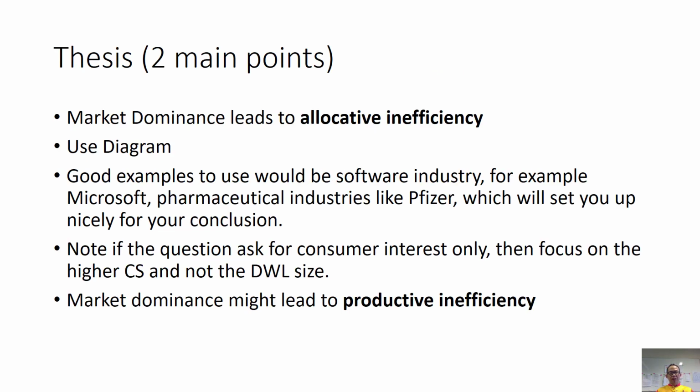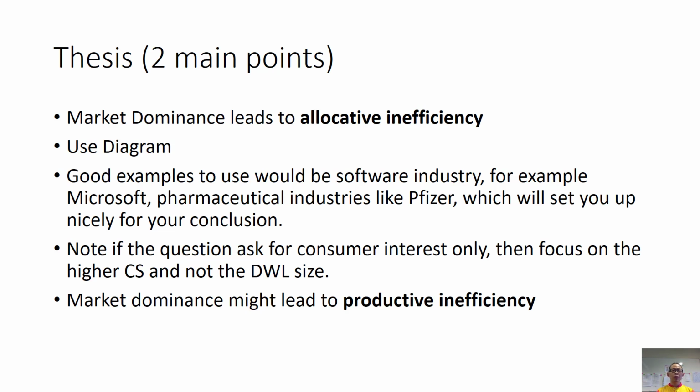For the thesis, there are two main points. I will recommend every student to always start with the concept of allocative efficiency. So your first point for your thesis should be that market dominance leads to allocative inefficiency. That is why the government intervention would be required. This is a good choice because this is the one where you can use a diagram to show precisely how the monopoly, the firm that is dominating the market, tends to produce at price greater than marginal cost. So draw a very nice diagram and explain it well.